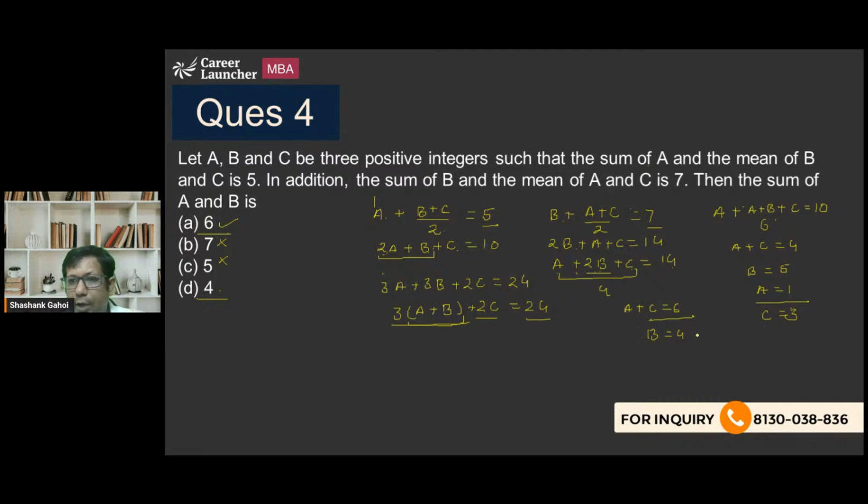Now, if B is 4, then A is going to be 0 because I have assumed A plus B is equal to 4. Now A can't be 0 because the question says that A, B, C are 3 positive integers, so D cannot be the answer. So in that case, my answer to this question is going to be option A. Apart from that, there is no other value that's possible. Basically, in these kinds of questions, it's always wise to use options. By logic, you can eliminate a few options and then work accordingly.